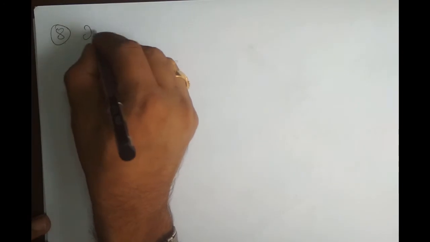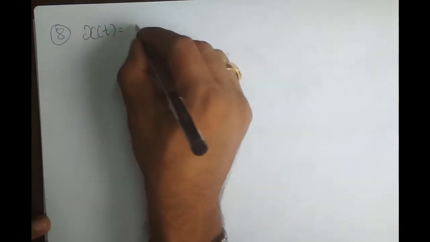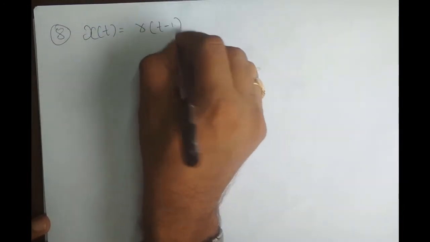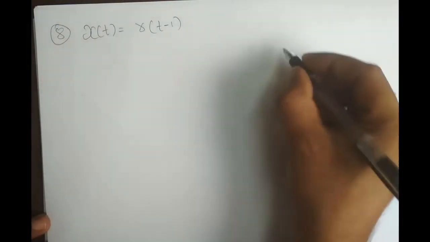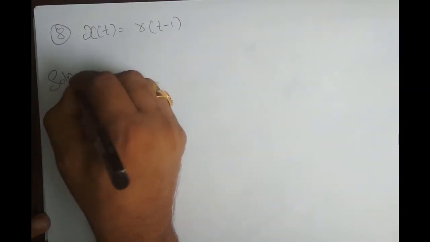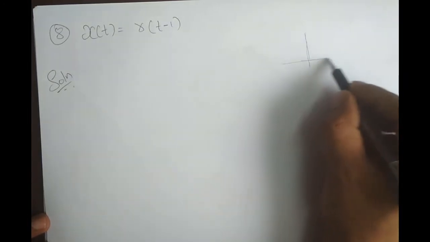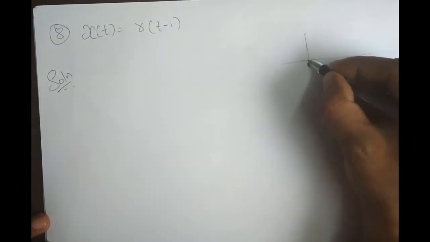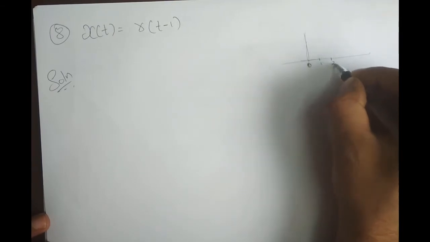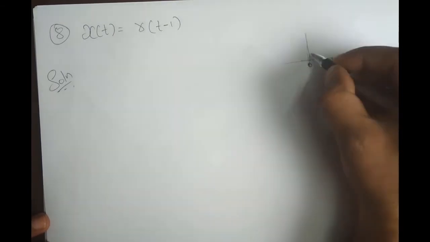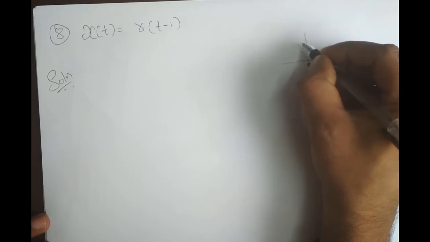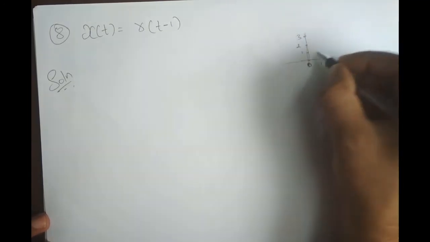Problem number 8. So it is x of t is equal to r of t minus 1. Okay, so solution, before we sketch it, we'll plot r of t first. So this is at t is equal to 0, 1, 2, 3, 4, and it goes on. So this is amplitude 1, amplitude 2, amplitude 3.